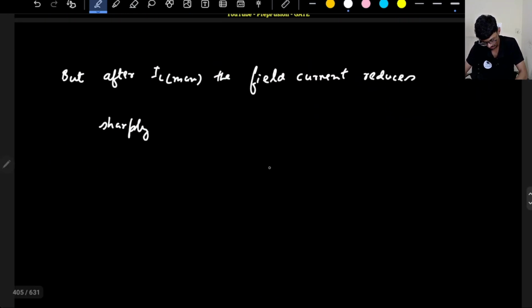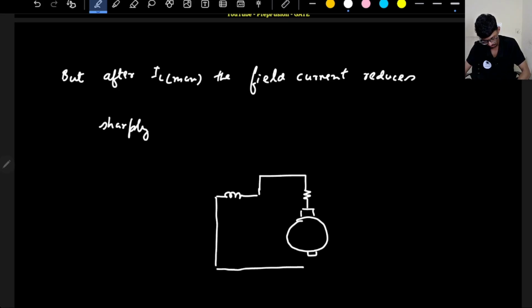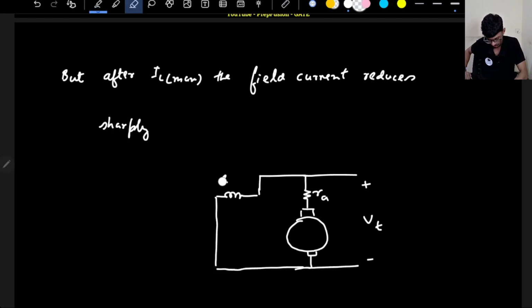So basically this is the circuit in the short circuit condition. I have a field winding here, I have an armature resistance here, I have this generator, this is Ra, this is Vt, this is R SH.